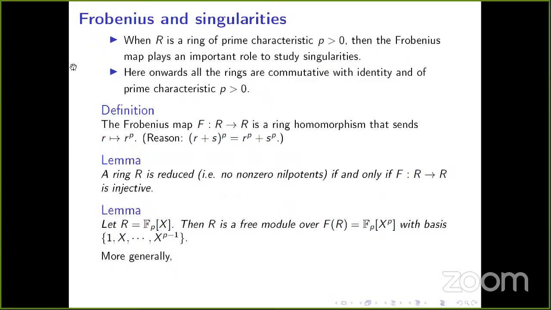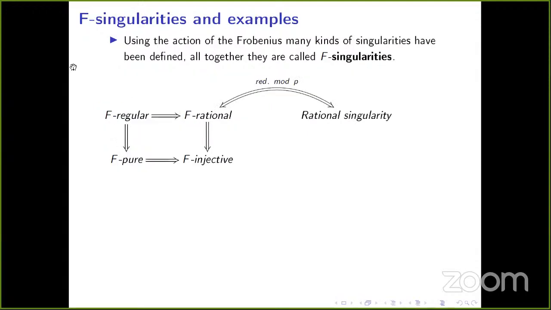More generally, it's a classical result due to Kunz that a ring is regular if and only if the Frobenius is a flat homomorphism. Now relaxing the flatness criterion in several ways, various kinds of singularities have been defined. Altogether, they are called F-singularities. In the picture below, I write several F-singularities and the relations between them.